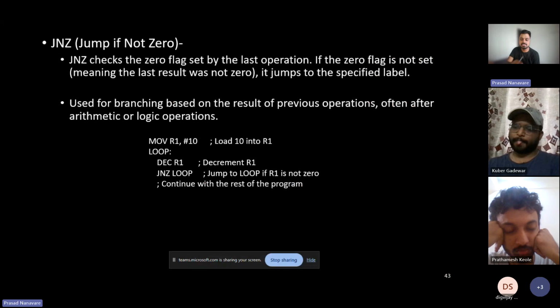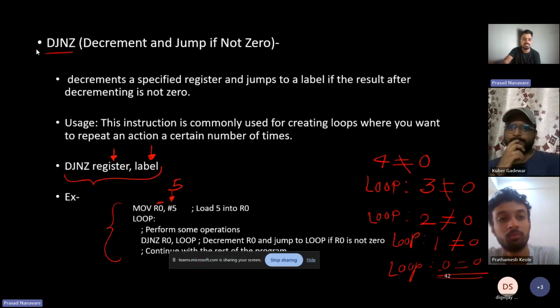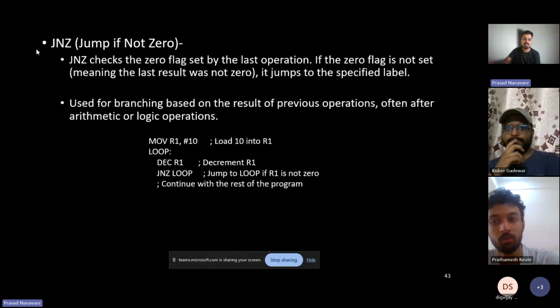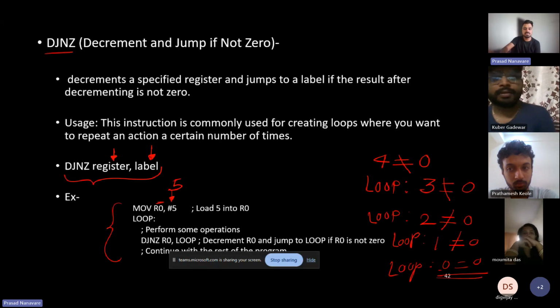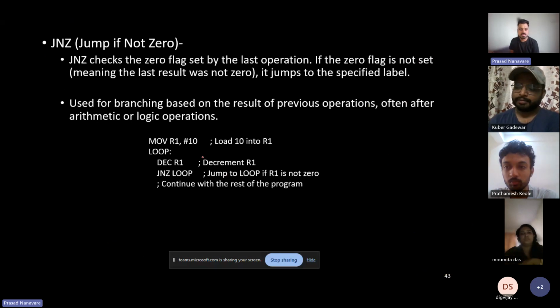Again, JNZ we have. This was DJNZ. This is JNZ. It is jump if not 0. It is simply a comparison instruction. It doesn't decrement anything. These two are the same, but DJNZ decrements first and then compares, while JNZ directly compares.